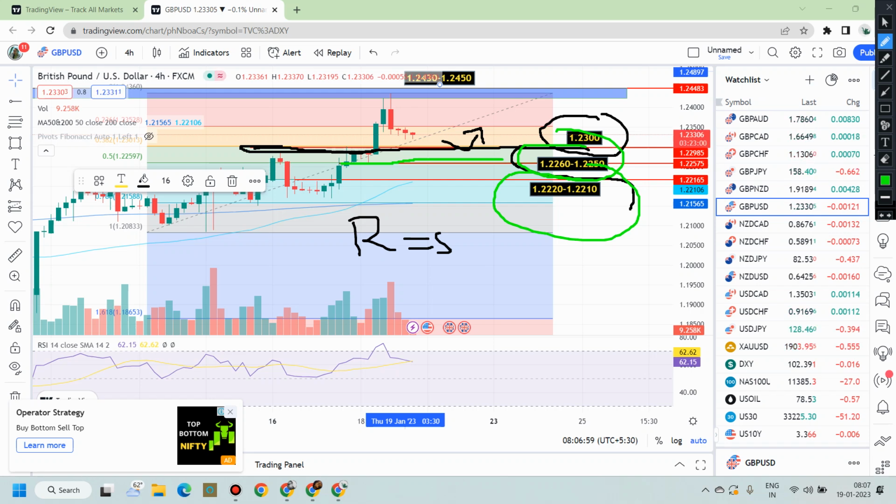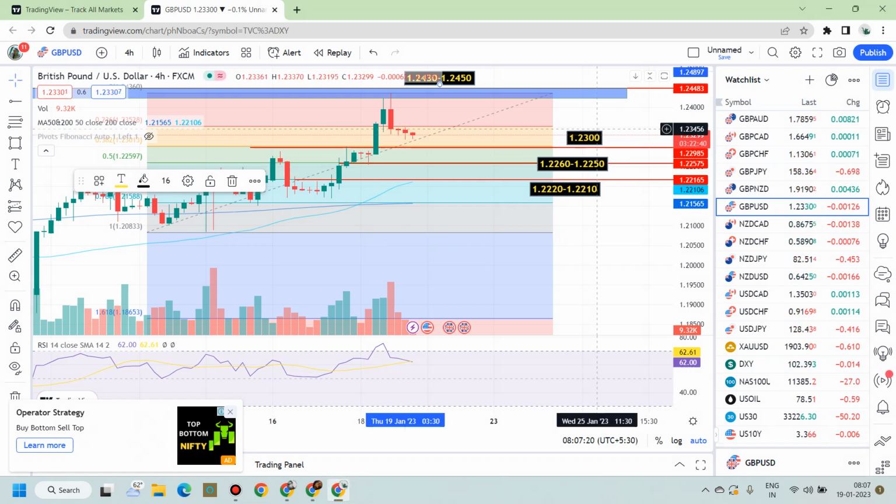Personally, if I see that there is no breakdown on the chart of DXY, then definitely I'll consider taking a buy position around Fibonacci 50, that is 1.2260 or 1.2250. And we have 1.2220 and 1.2210. You can write down these levels. You can also take a screenshot.